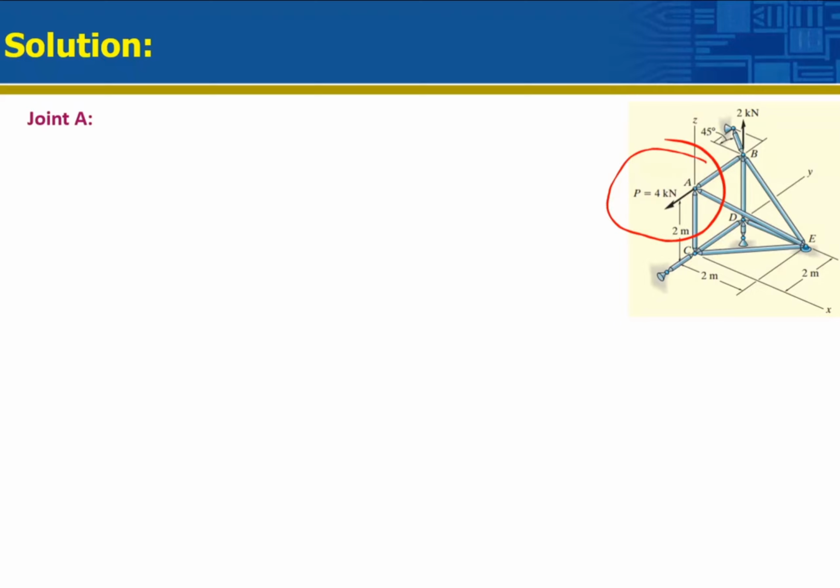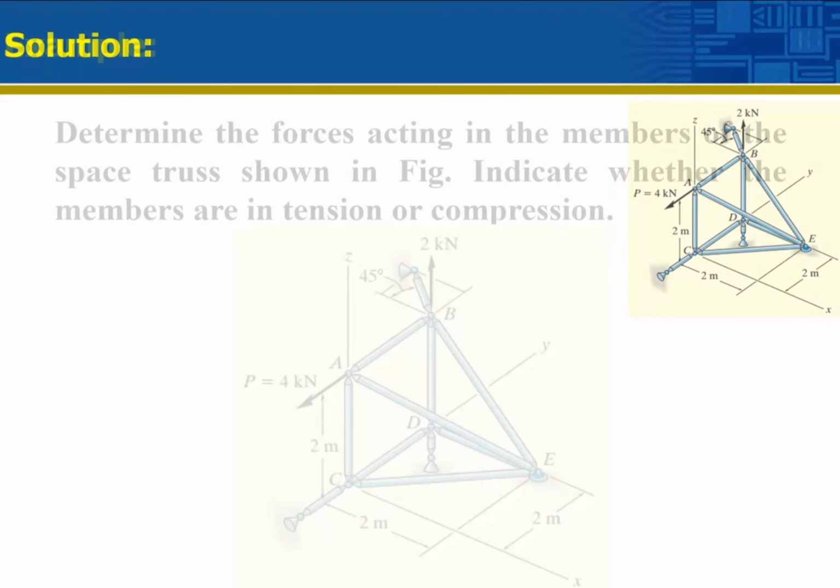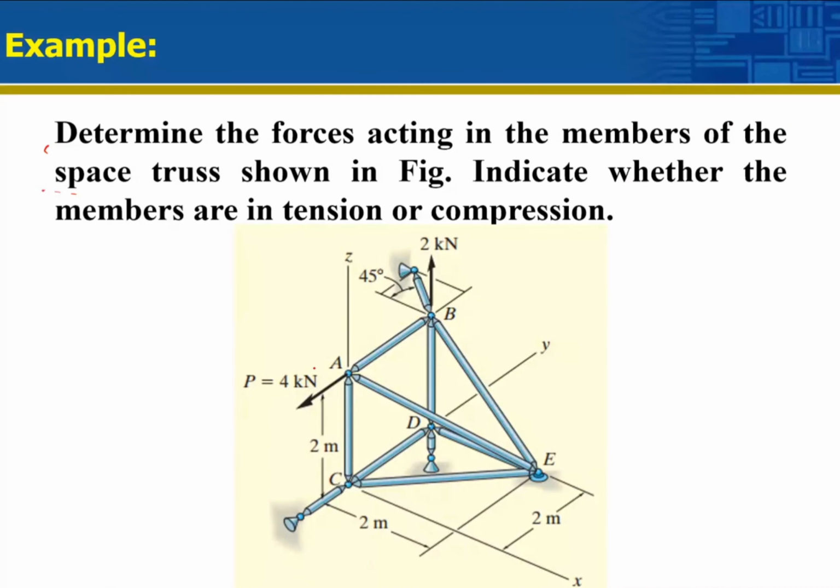Let me take a bigger picture here. Joint A, I've got an active force. I've got another force along the y-axis. I've got another force along the z-axis, and I've got this active force along the x-axis. The only force which is not in the plane is this one, which is AE. Okay, now we don't know AE.